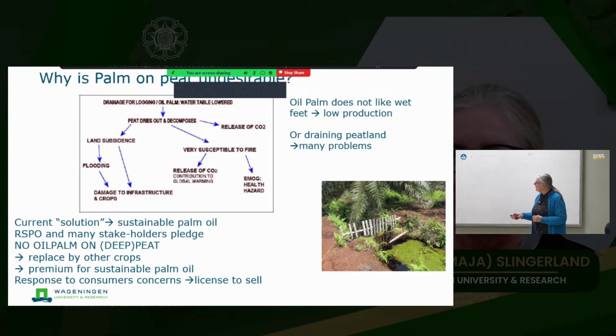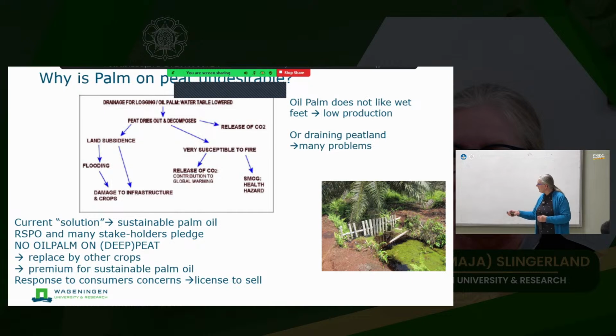So the current solution is that people talk about sustainable oil palm, like the RSPO and many other stakeholders, they pledge to have no oil palm on deep peat. But then if you are a farmer and you have to move out, you want something else. You want other crops that are suitable for the peatlands, and you want a premium for your sustainable palm. You want to be compensated. And that is important because it is the consumer that gives you the license to sell. If the consumer doesn't want it, you have no way to sell it.